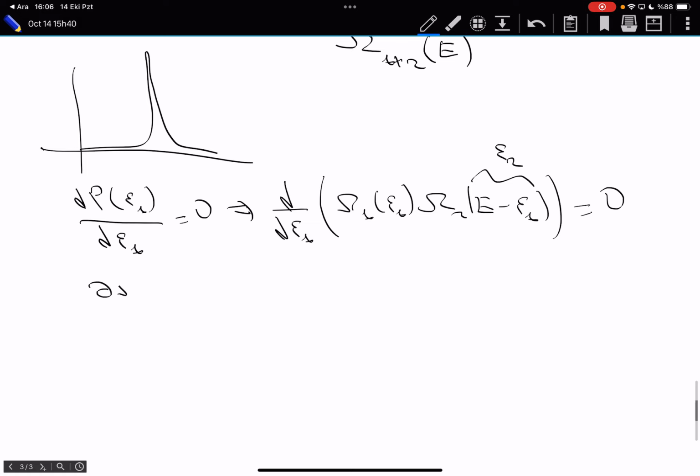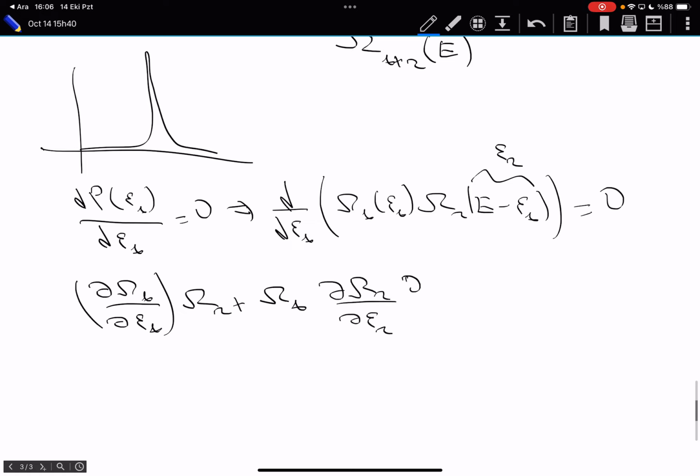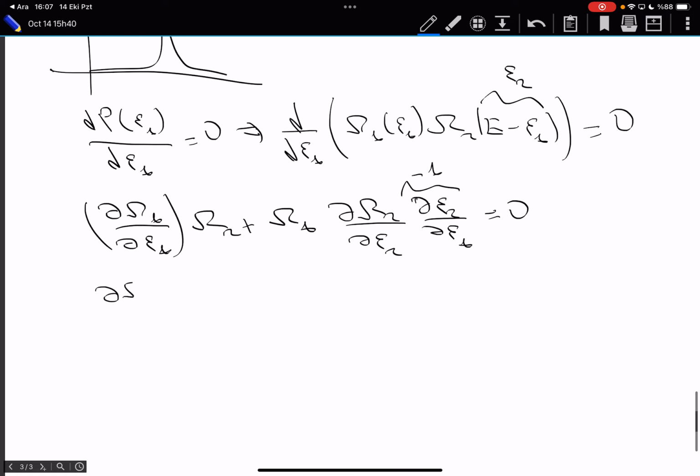This is dω1/dε1 times ω2 plus ω1 times dω2/dε2 times the derivative of ε2 with respect to ε1. This should be equal to 0. Now that derivative is minus 1. dω1 divided by dε1.